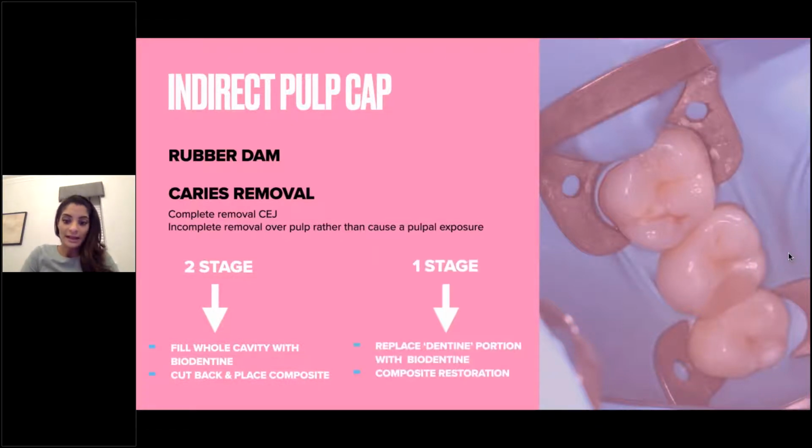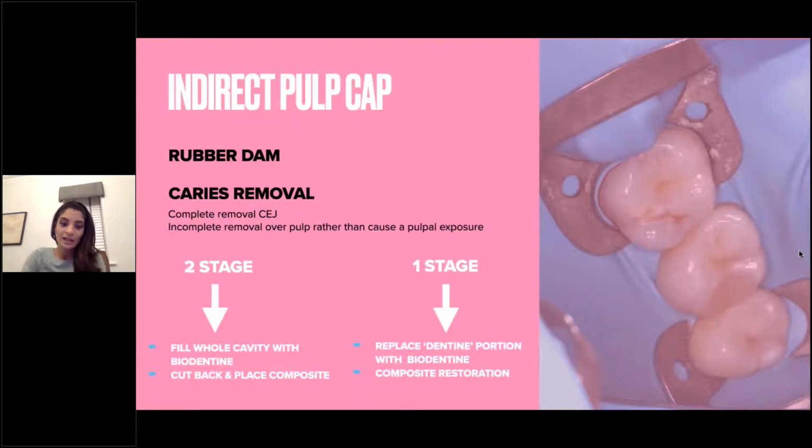The second way we can place it is in one stage. This is where we replace the dentine portion of the tooth with Biodentine, and then we put a composite restoration on straight away. And this is really what I've started doing more recently. I think it's much nicer for the patient because everything is done in one stage.